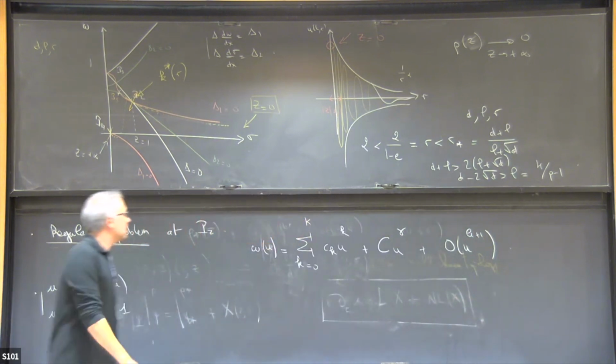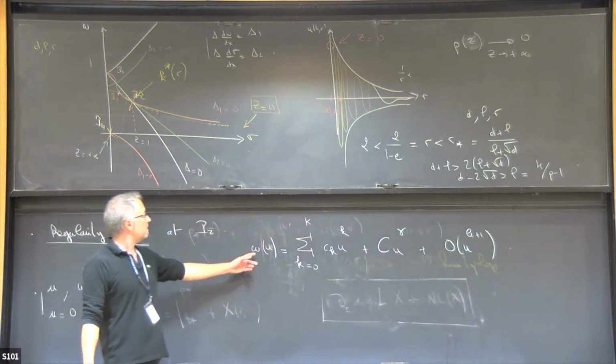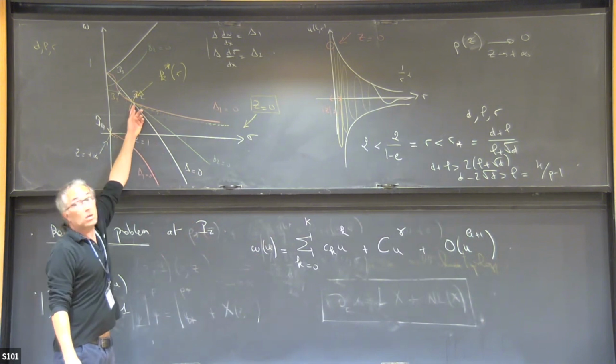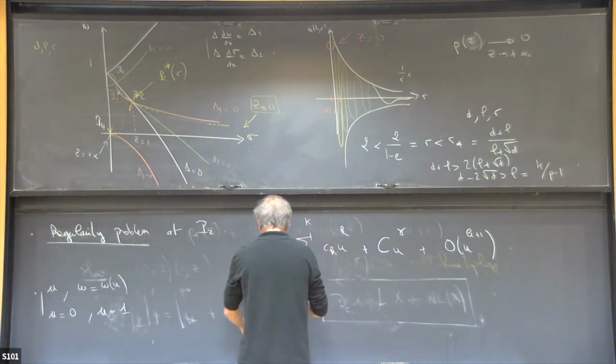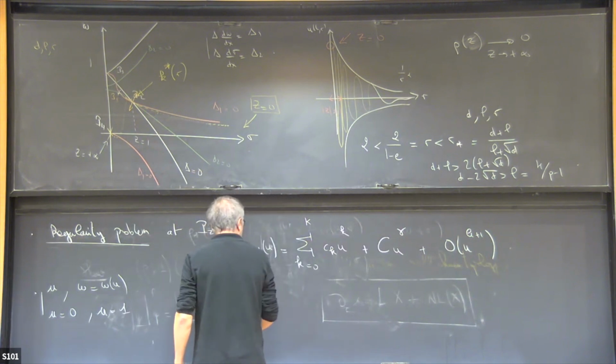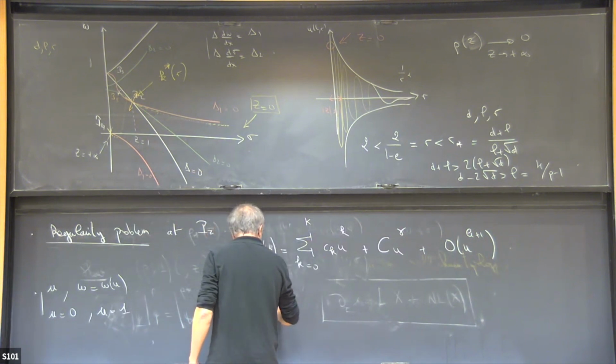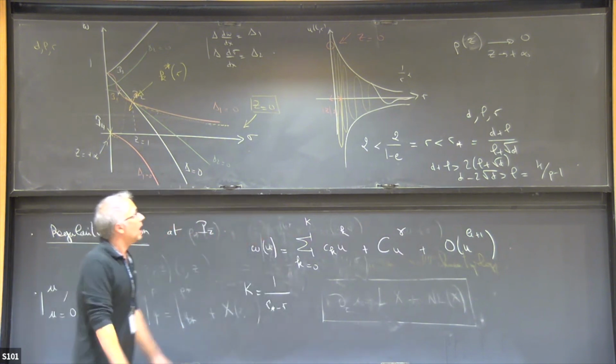Okay, so what is this expansion? I'm expanding for you what the solution looks like here. Okay, and what's going on here? So what is big K? Big K is exactly 1 over the distance between R star and R. So R star is this number here.